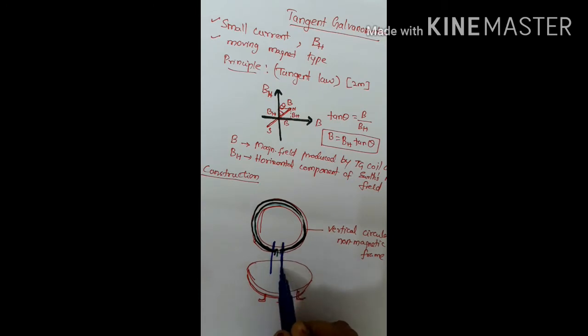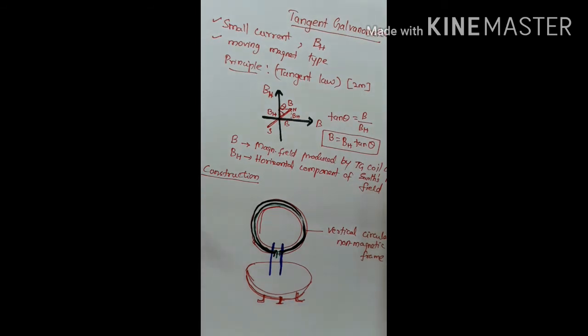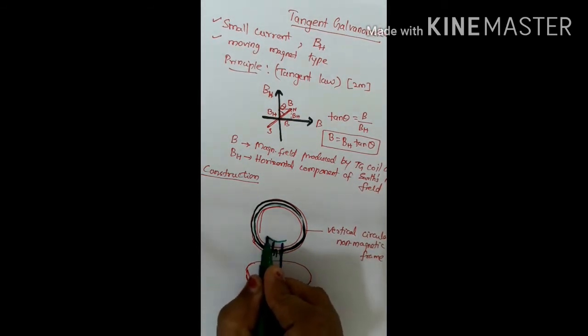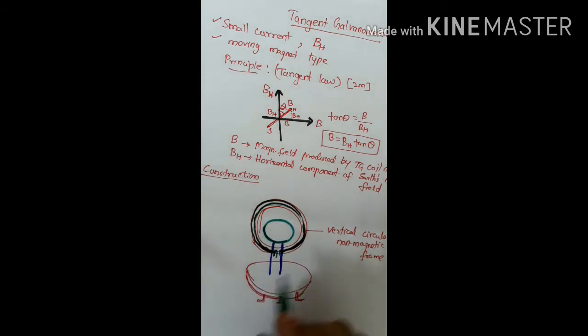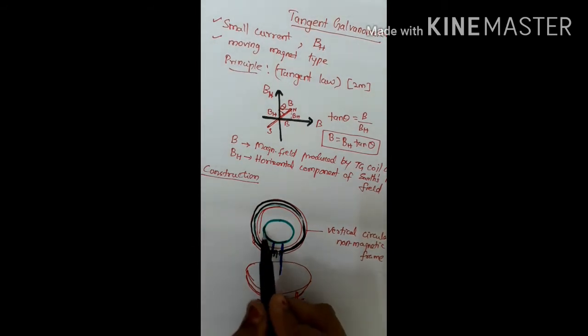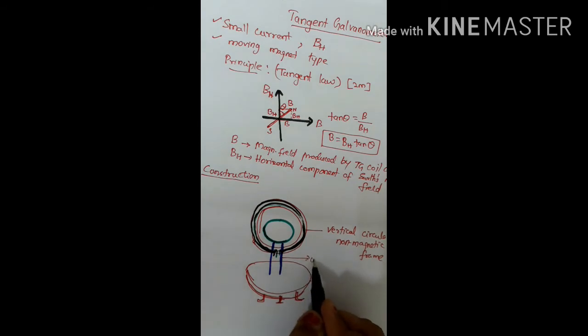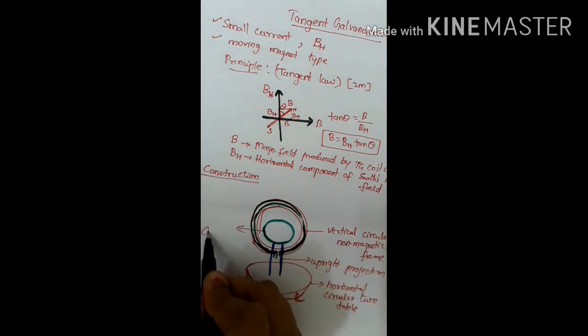This upright projection is like a pillar which carries a compass box. It will carry a compass box here. What will be there in the compass box? A magnetic compass box, you already know. This is the upright projection, and this is the horizontal circular turntable. This upright projection carries a compass box.